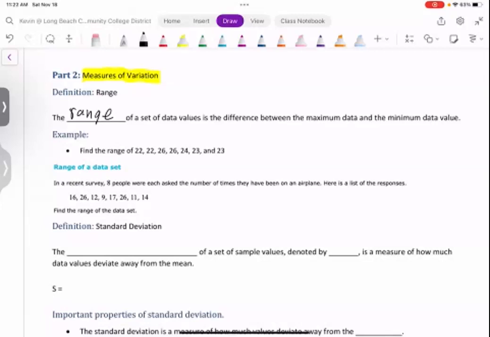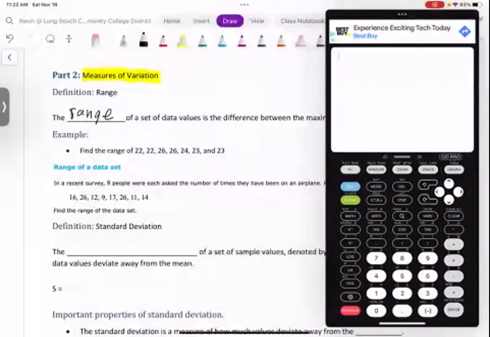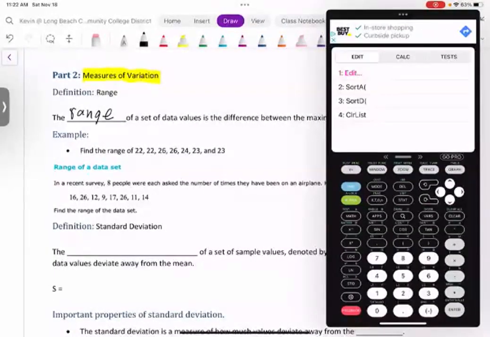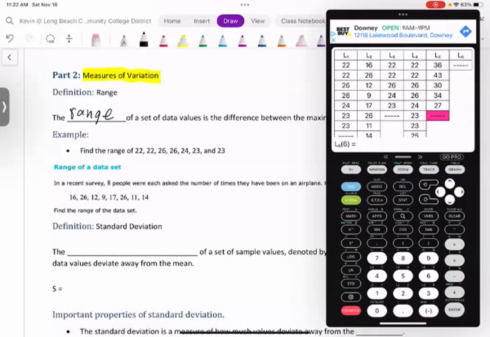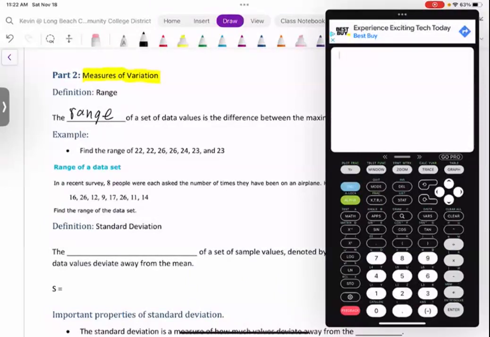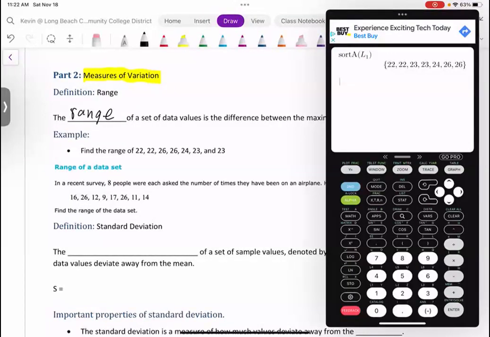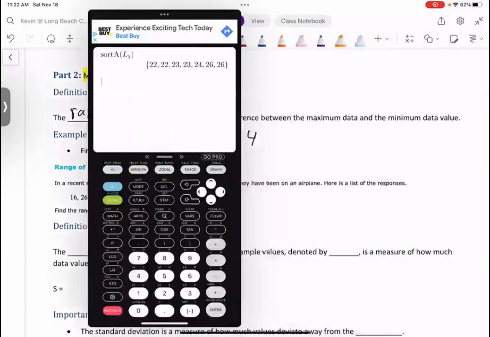So I put this list of data into my list 1. There it is, 22, 22, 26, and so on. I'm going to sort my list 1. So I'm going to hit stat, sort A, and list 1 is second 1. So there it is in order. I'm going to take the difference between the largest data value, which in this case is 26, and subtract the smallest, that's 22, giving us a range of 4 in this case.